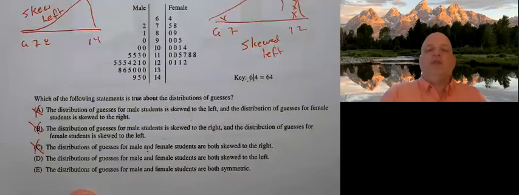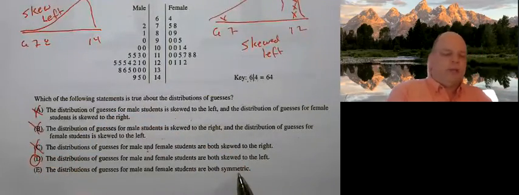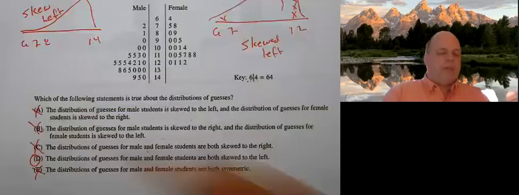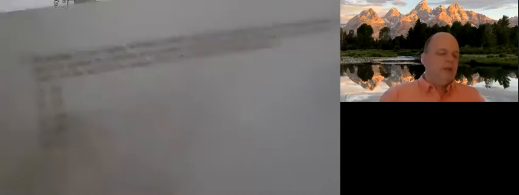The distribution of guesses for male and female students are both skewed to the left. Yes, and clearly they were not symmetric. So B is our best answer. E wasn't even a possibility, as neither were symmetric.